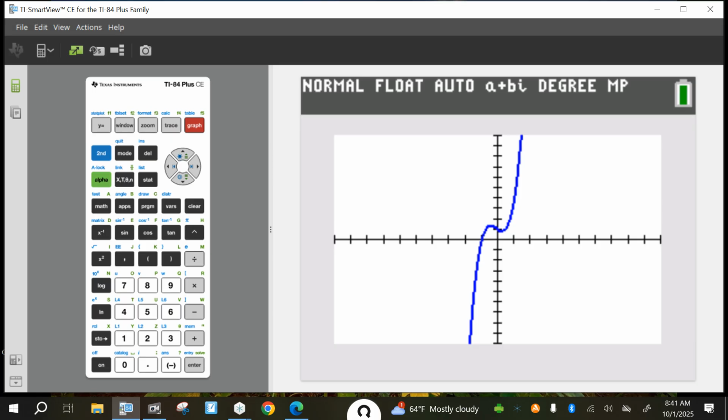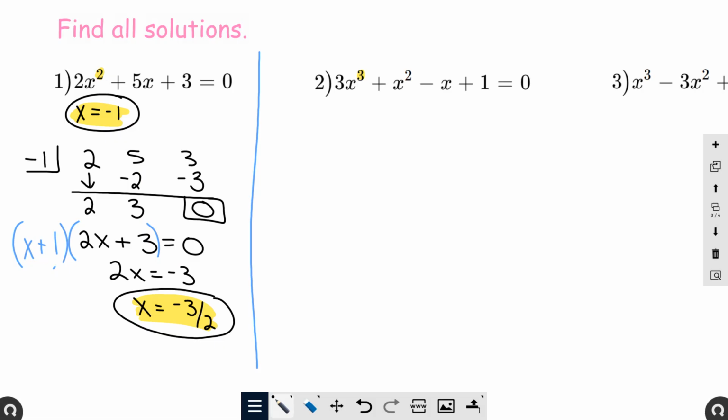Where's the solution at? Negative 1. Just check it really quick. Trace negative 1 enter. Y value 0 must be a solution. So we're going to use negative 1 as one of our solutions. And then we're also going to put that in our synthetic division. All right, what's going beside our box? 3.